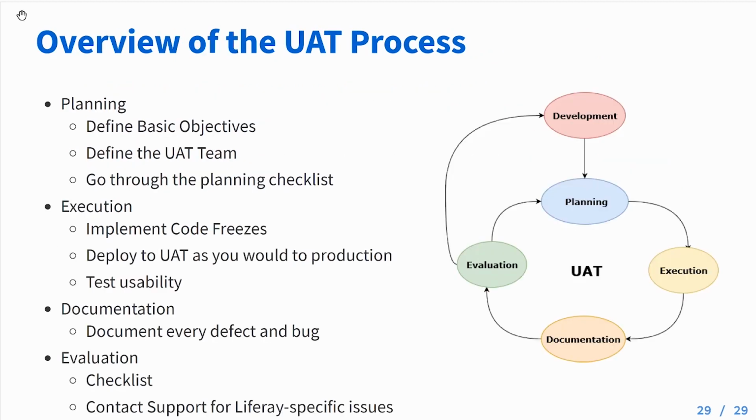One last little look at the overview of the UAT process. We're going to start with planning. We're going to define all of our basic objectives. We're going to make sure that we have the proper UAT team in place, and we're going to create a planning checklist. After that, we're going to go straight into execution.